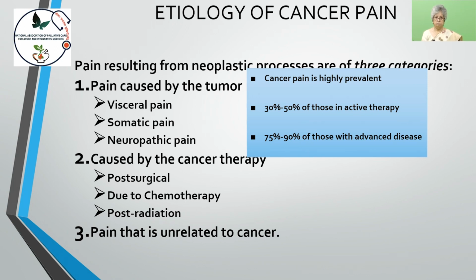and some types of pain which are not related to cancer are also experienced by the patient. Like the patient had old arthritis or a cervical spine problem, shoulder stiffness, they can have pain which is not related to cancer.